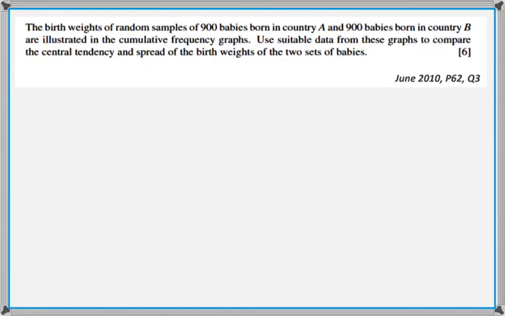And it says the birth weights of a random sample of 900 babies born in country A and born in country B are illustrated in the CF curve. Okay, there it makes it clear. 900. Use suitable data from this graph to compare the central tendency and the spread of the birth weights of these two sets of babies. Measure of central tendency is mean, median, and mode. From the CF curve, I can talk about median. This is country A, country B.